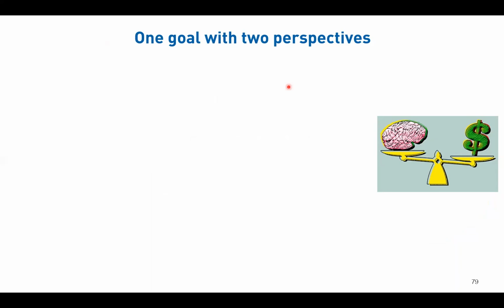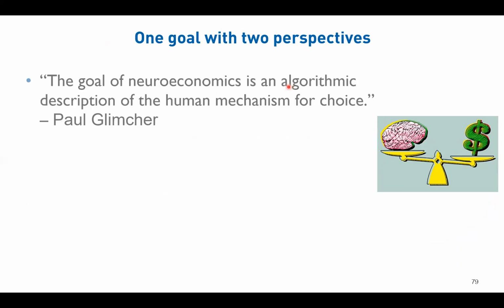So decision neuroscience, or neuroeconomics, has one goal but with two perspectives. The goal of neuroeconomics is an algorithmic description of the human machine for choice. This is said by the author of that paper, who is also the author of the neuroeconomics book, Paul Glimcher. So here we talk about this algorithmic description. What that is, is basically computational modeling, right?